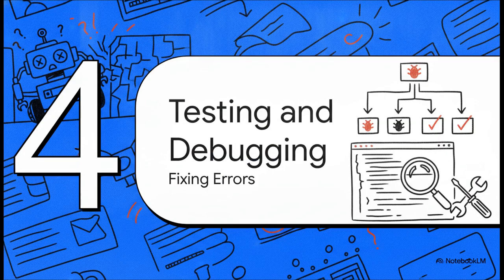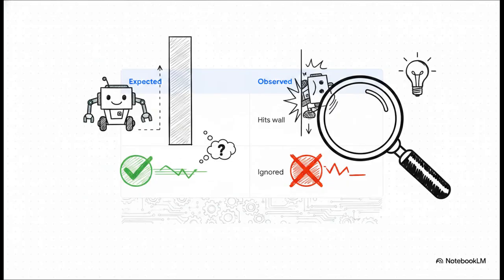Section 4. Testing and debugging. Fixing errors. Of course, anyone who has ever built a robot knows that the theory and the reality, they don't always perfectly align. So, what do we do when we test our brand new routine and the robot slams into the wall anyway? Well, now what's really interesting about this slide is how it reframes a failure.